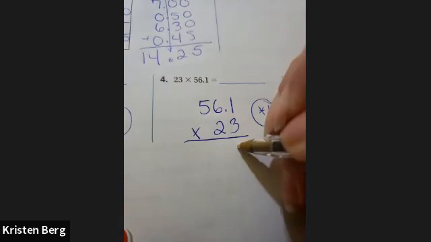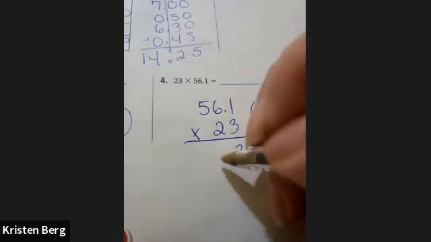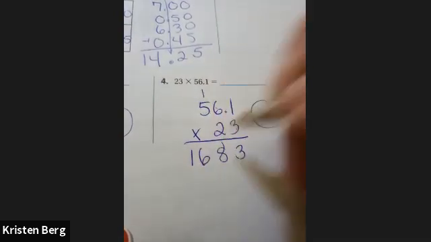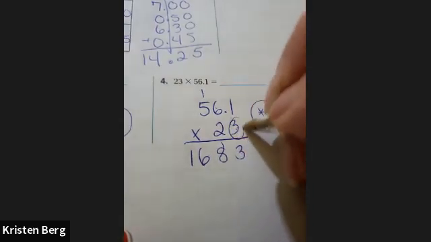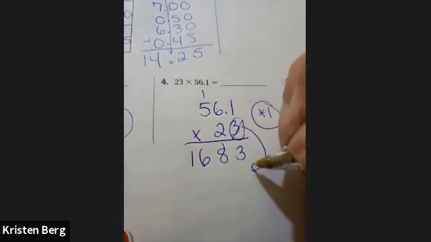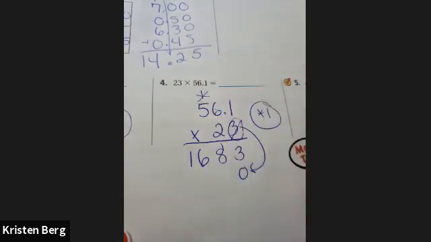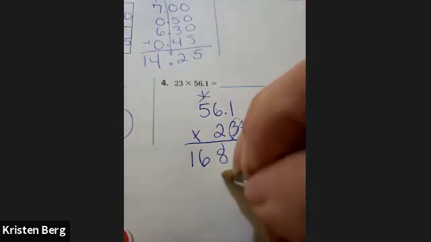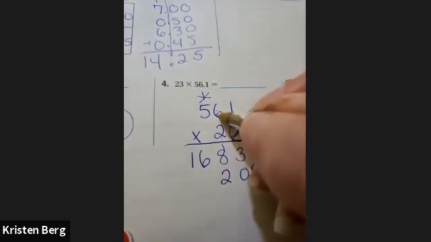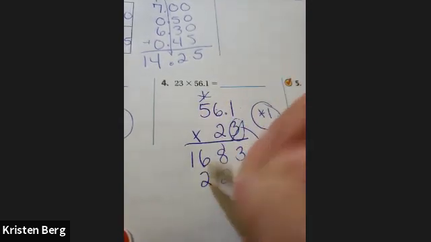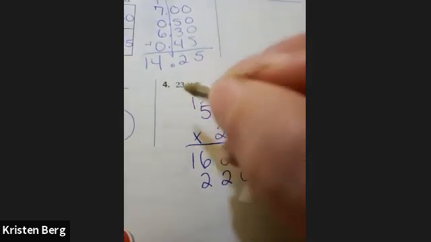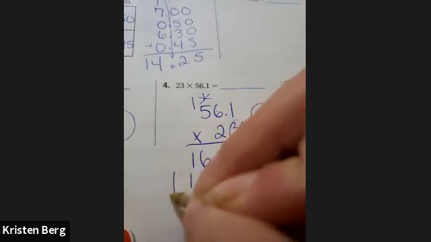So 3 times 1 is 3. Then 3 goes to 6. That'd be 18. Carry your 1. Then 3 times 5 is 15. Plus 1 is 16. But am I done? No, I am not, because I need 2 rows of numbers. So bring down your 0, cross out any remainders. Now the 2 goes to the 1. 2 times 1 is 2. Then 2 goes to 6. That would be 12. Carry your 1. Then 2 goes to 5, which is 10, plus 1 is 11. So 1 and then a 1.